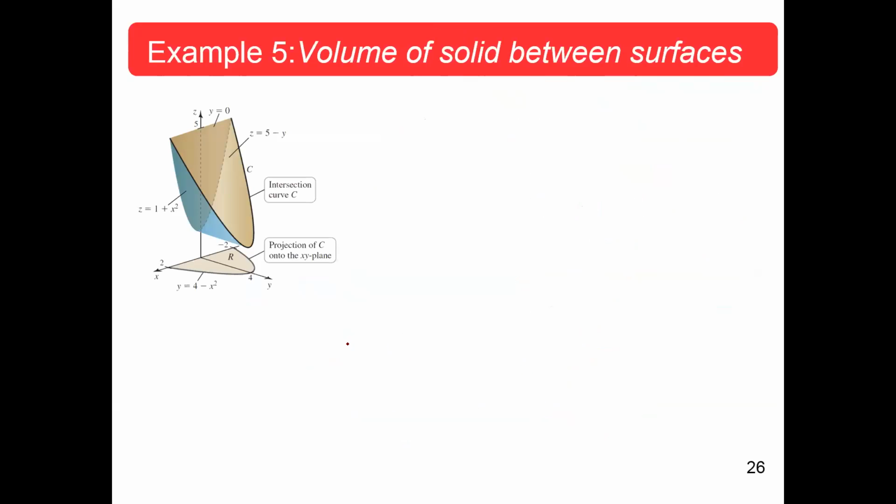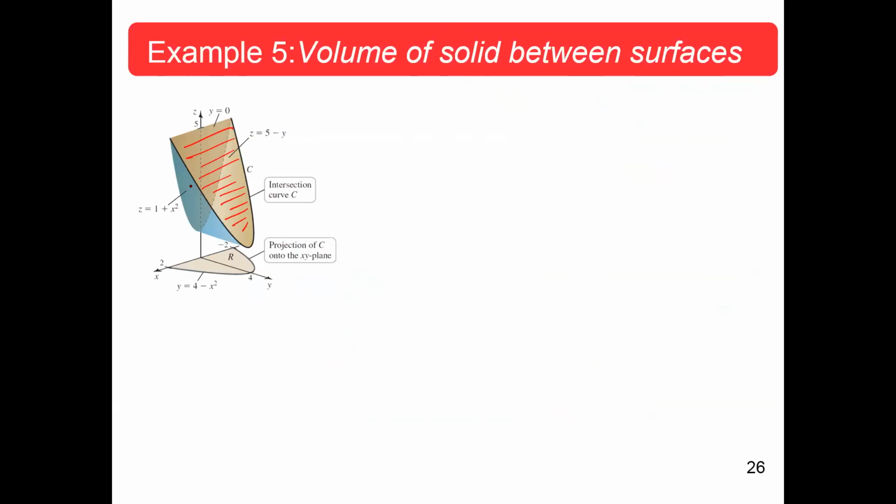Let's finish our very last question here. Let's see, this is a solid. Can you see the solid is between two functions? Yes. One function is going to be this straight plane, z equals 5 minus y. The other function is going to be this one. You guys notice? It's going to be z equals 1 plus x squared, which is the part in blue.